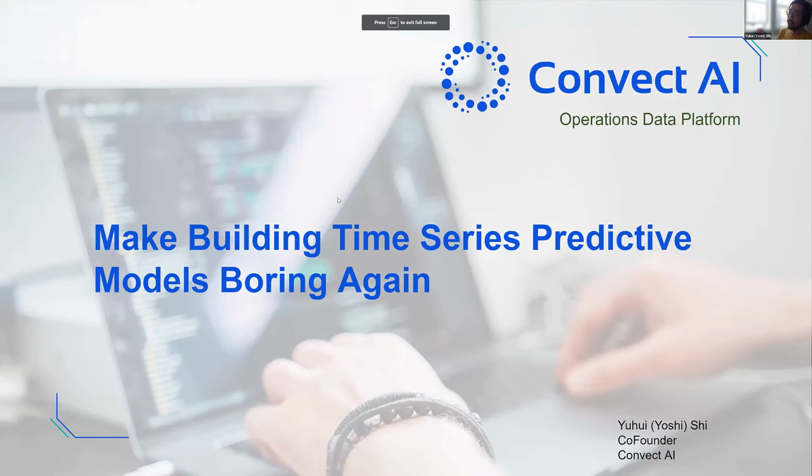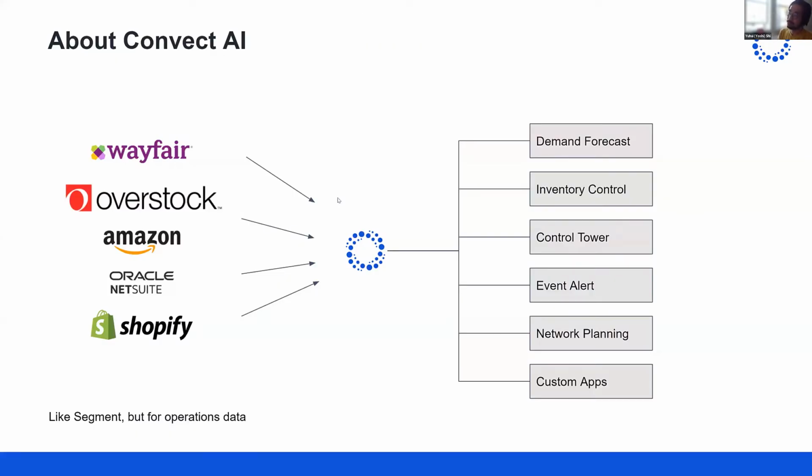All right. Yeah, so first thing about Convect AI. This is a company that I'm currently building. Convect AI is an operations data platform company. We call it ODP. ODP is very much like CDP, customer data platform, like Segment, some of you might know, where you get all those customer tracking data from different platforms, and you standardize those data into standard schemas and send them to downstream applications. ODP is pretty much a similar idea.